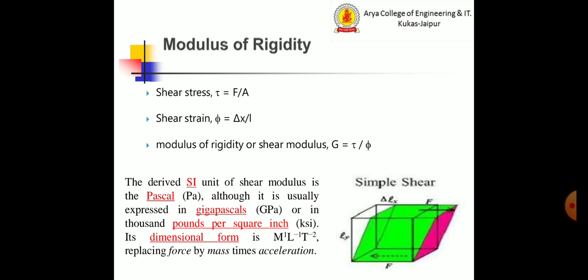The shear stress tau is equal to force upon area. Shear strain phi is del x upon L. Modulus of rigidity, the shear modulus, will be equal to tau upon phi. The derived SI unit of shear modulus is the Pascal, although it is usually expressed in gigapascal or in 1000 pounds per square inch. Its dimensional form is M L^-1 T^-2, replacing force by mass times acceleration.